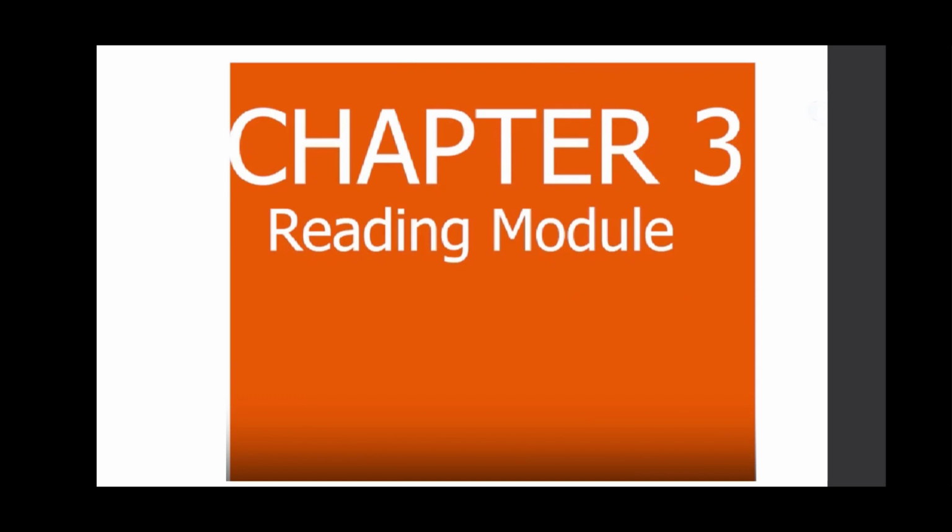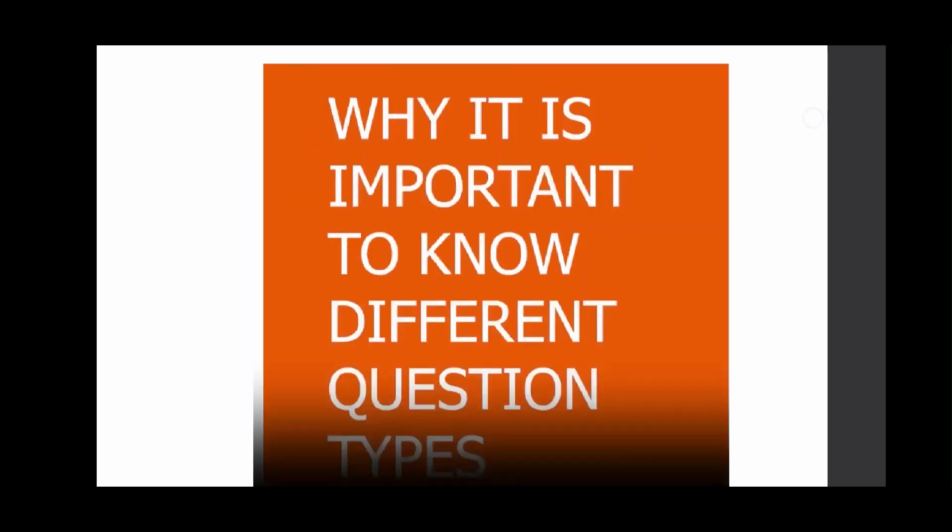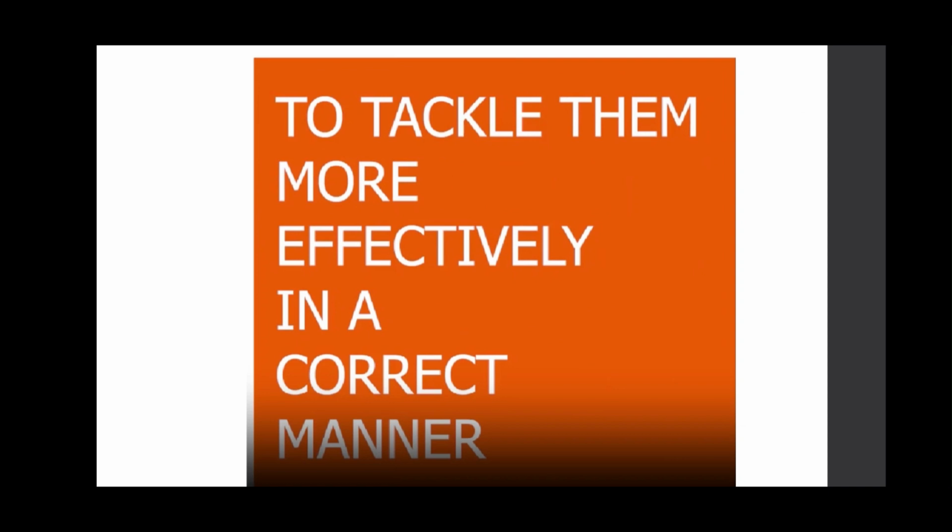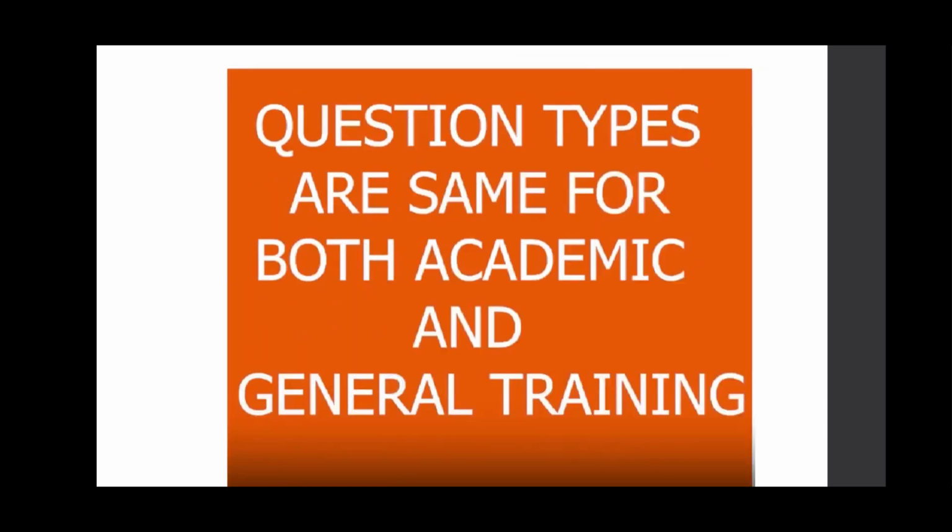So, this is chapter 3 of the reading module, in which we will be covering the different question types which you might get in the reading module. Why is it important to know different question types? Because if we are familiar with them, only then will we be able to tackle them more effectively and in a very correct manner. So, in reading, what are we required to do? We are required to give correct answers to each question. To give correct answers, we need to know what type of questions we might get in the reading module.